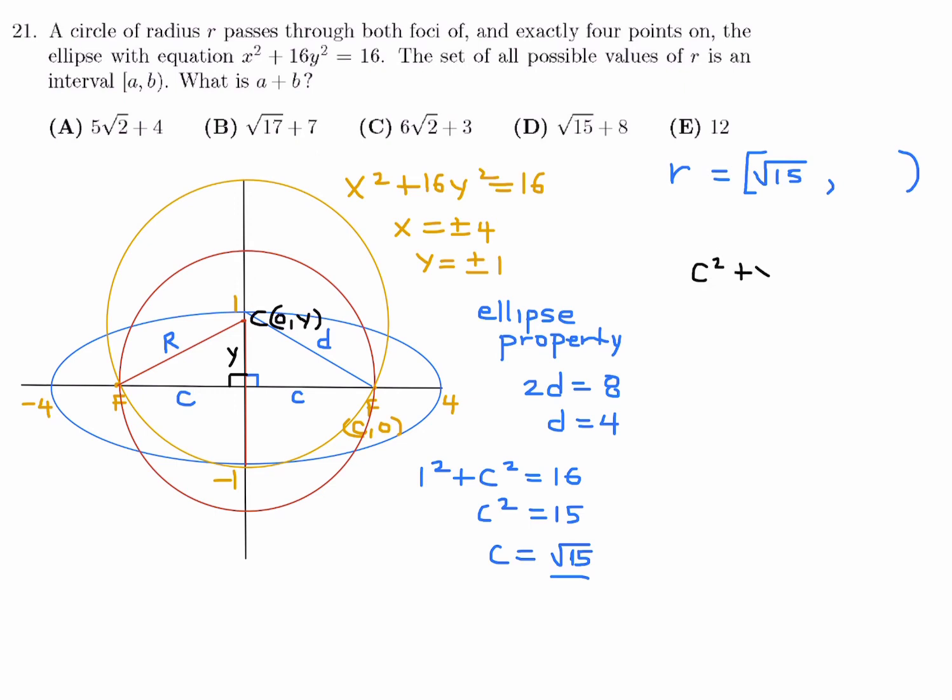c squared plus y squared is equal to r squared. Well, c squared is 15, so that's 15 plus y squared is r squared. But I can also figure out a relationship between y and r. From the center to the edge of the circle is the radius, of course, but that can also be represented as y plus this distance, which is 1.